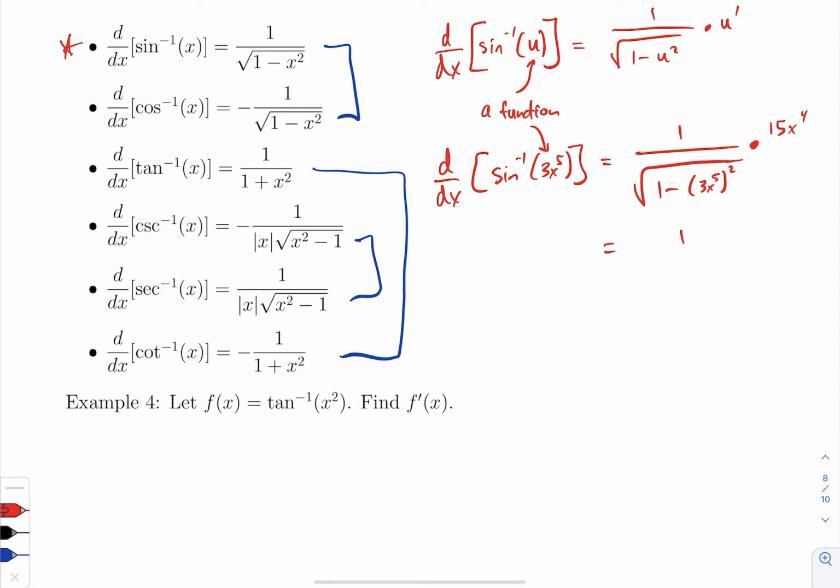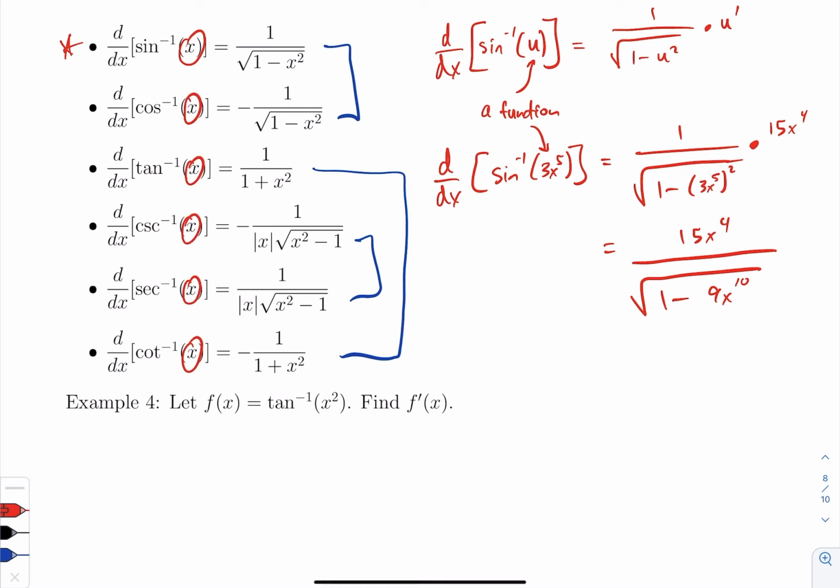So I could clean that up as 15x to the 4th over the square root of 1 minus, you could square that, 3x to the 5th squared, or you could leave it as is. I guess I'll square it, 9x to the 10th. All right, so that's what you need to remember about these arguments in here. We need to make sure we take the derivatives of those when we're applying these derivative formulas.